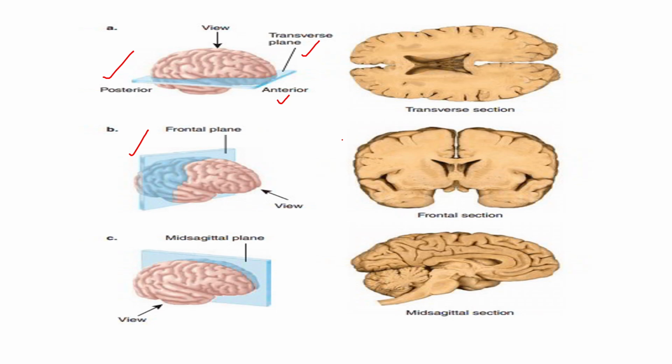Okay, the dorsal body cavity is located near the dorsal surface of the body, and it consists of two cavities, the cranial cavity and the vertebral cavity. Now you can imagine what is cranial and what is vertebral. The cranial cavity contains the cranium, meaning the brain, and the vertebral cavity contains the vertebral column.